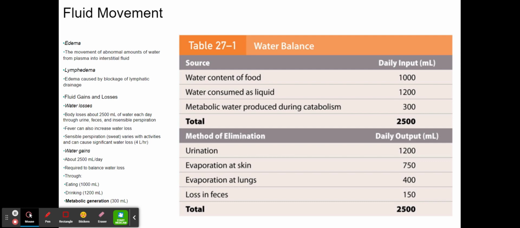Water gain of about 2,500 milliliters per day is required to balance your average water losses. This value amounts to about 40 milliliters per kilogram of body weight per day. You obtain water through eating, about 1,000 milliliters, drinking, about 1,200 milliliters, and metabolic generation, about 300 milliliters.